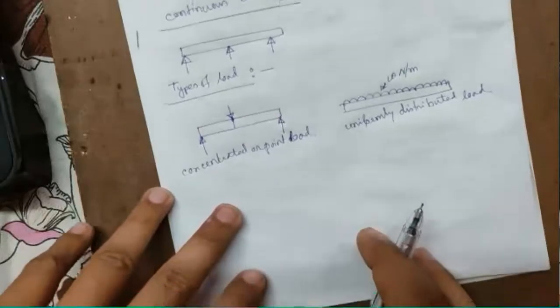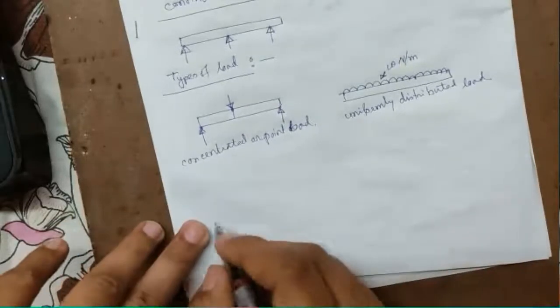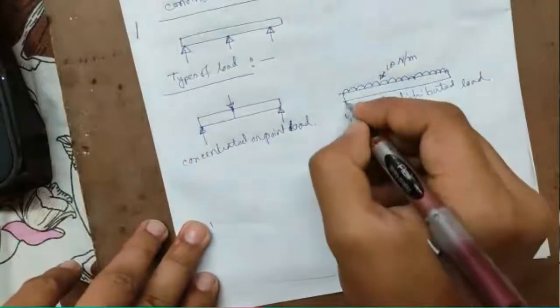Now there is uniformly varying load. Okay, this needs support.